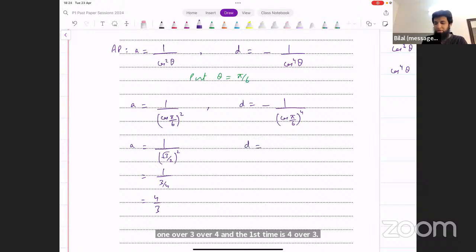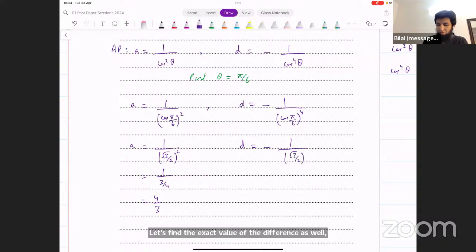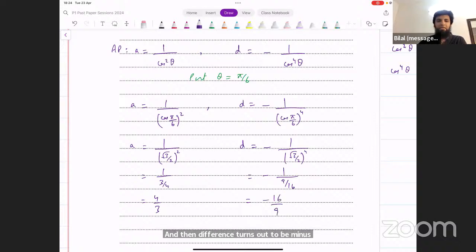Similarly, find the difference in terms of under root 3, or maybe just an exact value, whatever it turns out to be. Let's find the exact value of the difference as well. Minus 1 over cos of pi over 6. What's that? That's under root 3 over 2 whole raised to power 4. Put that on a calculator and see what that gives you. Under root 3 over 2 whole raised to power 4, and that's giving me 9 over 16. And the difference turns out to be minus 16 over 9, therefore.